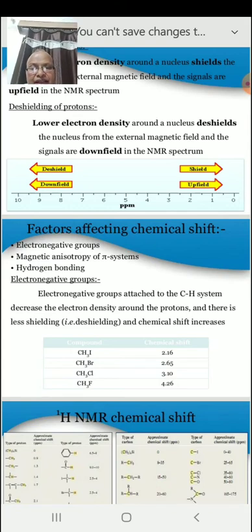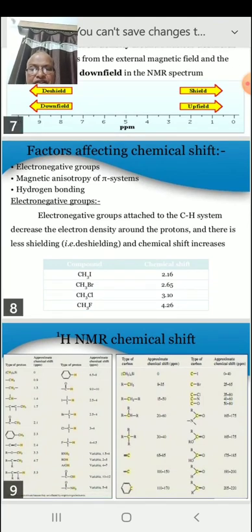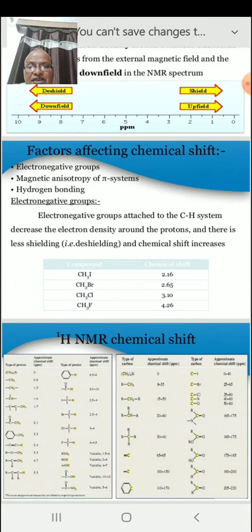Means it is in increasing order. The CH3 is common, whereas hydrogen is replaced by iodine, bromine, chlorine and fluorine, and as the electronegativity increases, the chemical shift also increases. There are some examples which we can see. The values are given in this chart.